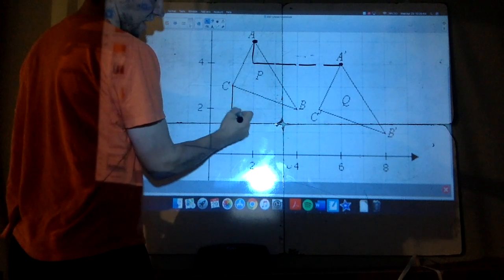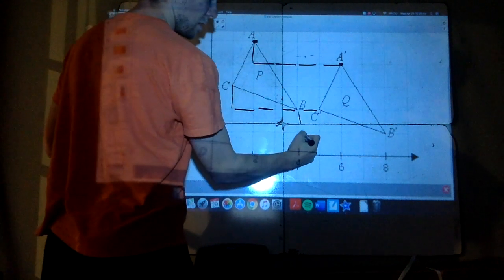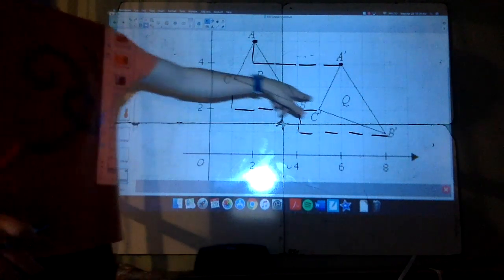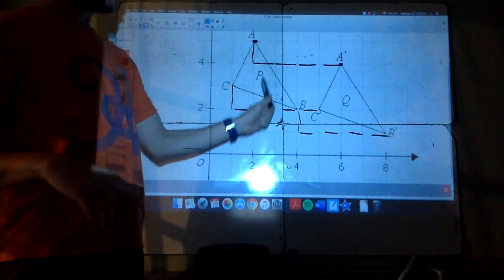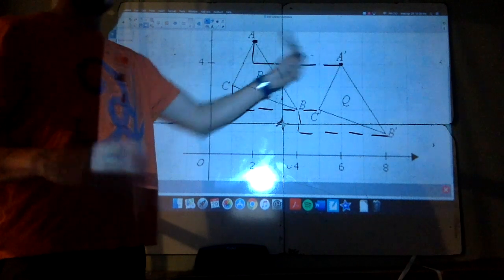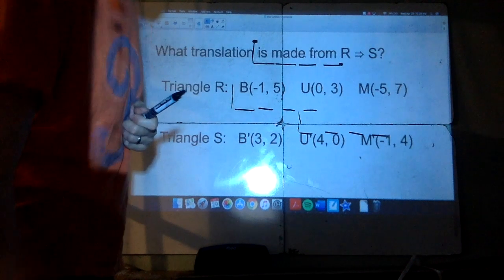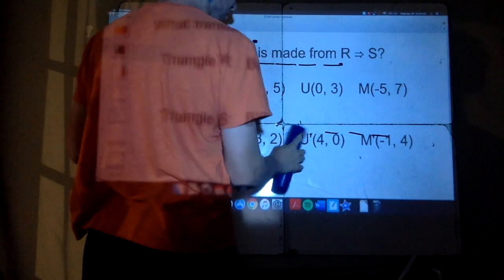And you can see that that also works for C, and that also works for B. So all of this from P to Q is down 1, over 4. If you were going from Q to P, it would be up 1, left 4, or left 4, up 1.